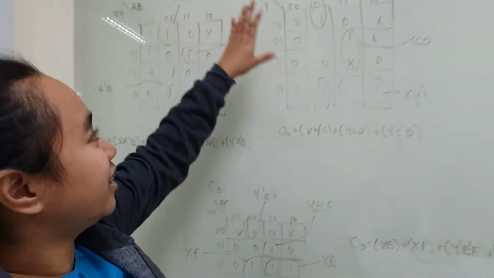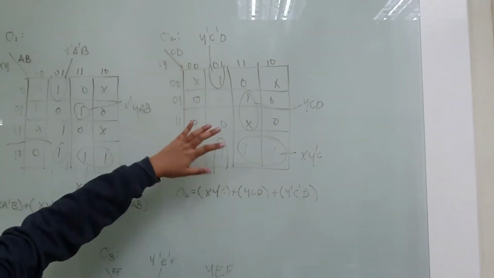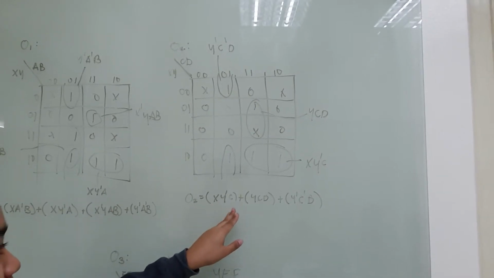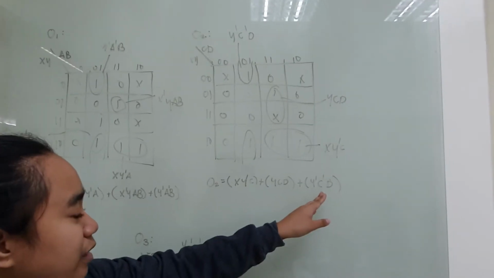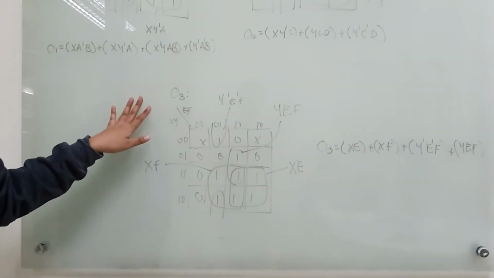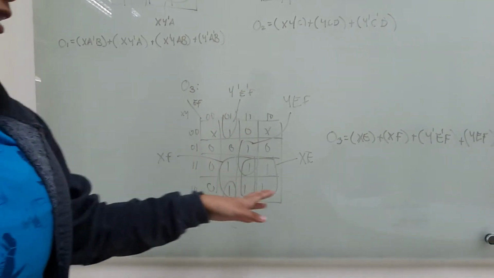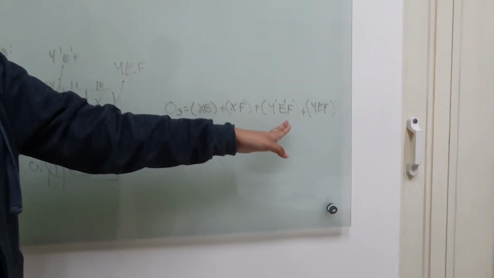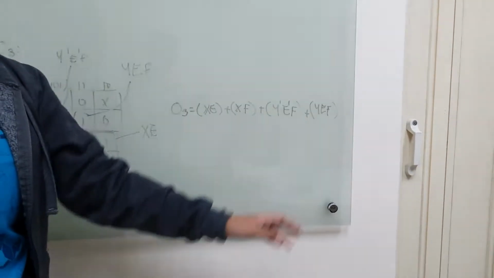And as for the output 2, this is our K-map, which shows these groupings, which gives us the equation of xy prime c plus ycd plus y prime c prime d. And as for the last output, which is output 3, this is our K-map, which gives us the equation of xe xf y prime e prime f plus yef.